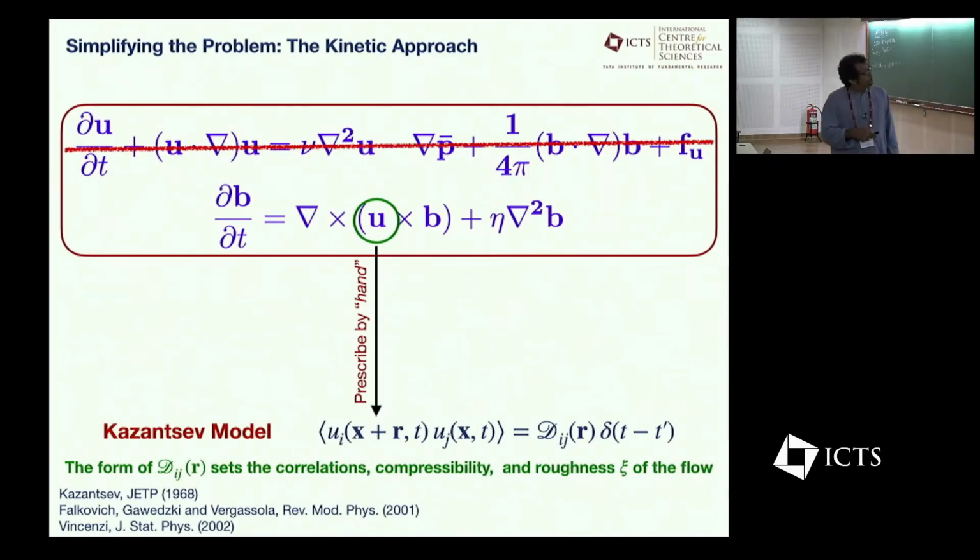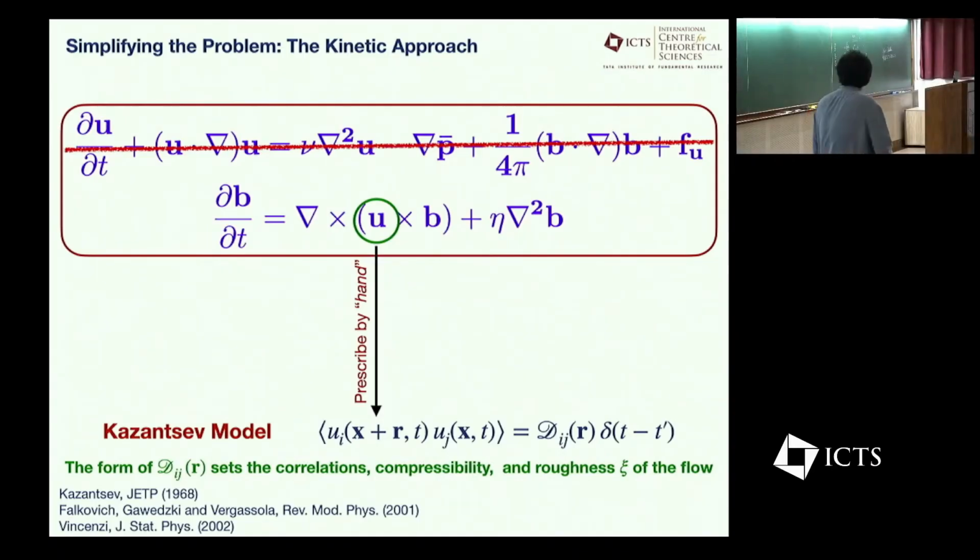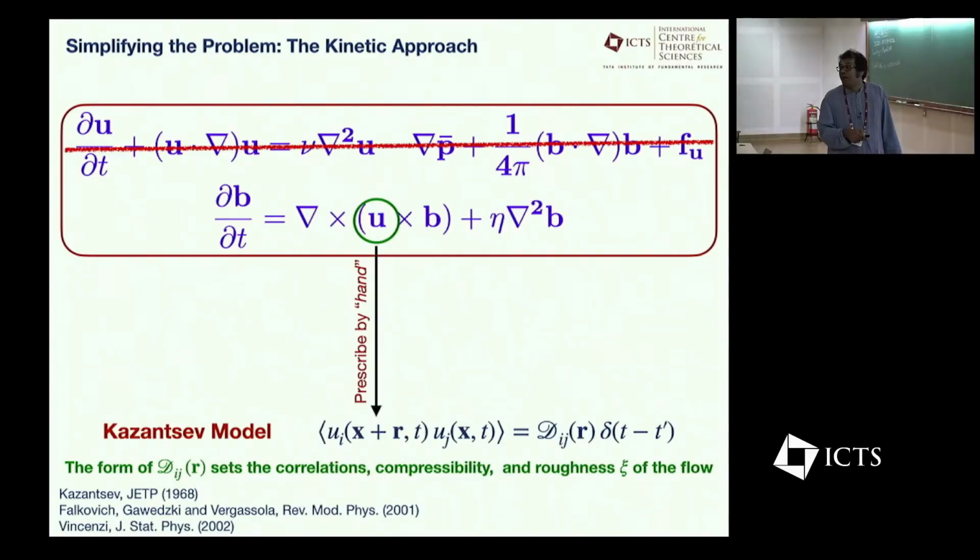So this is the most well-known example of this, which has led to very interesting results. It's what's known as the Kazantsev model, where you essentially prescribe certain correlations on the u field. It's something you prescribe by hand, and it's delta correlated in time, and you take care to worry about this d_ij, which is sitting in front of that correlation function. All the information about the correlation, the compressibility, the roughness of the underlying flow, which you'll see starts to matter, is all encoded here.